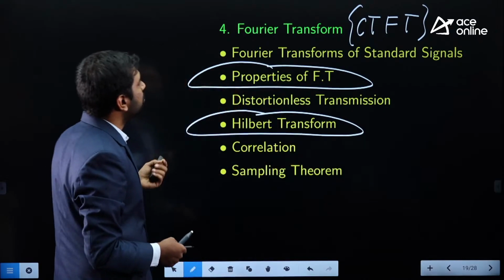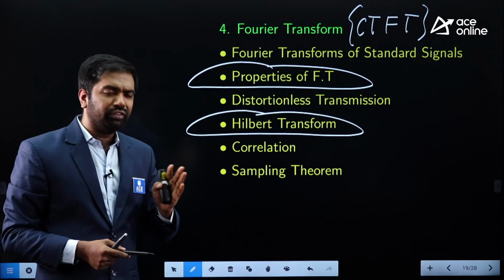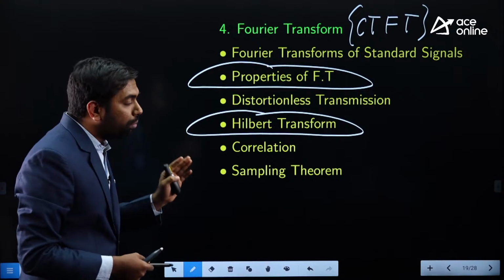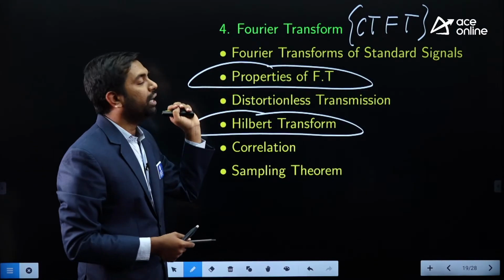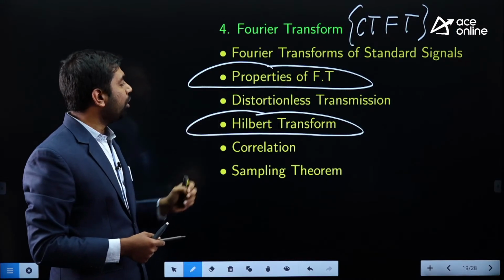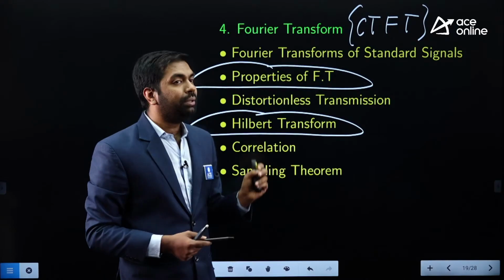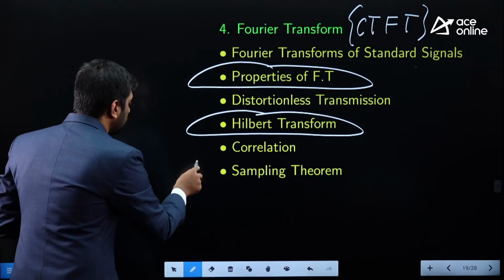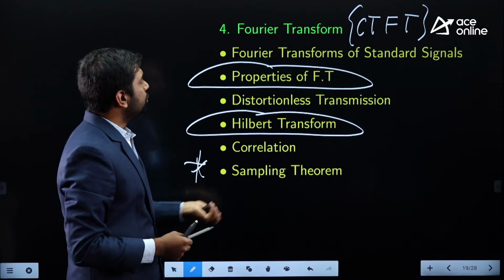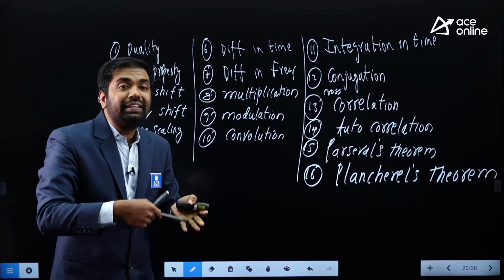So these are the things from Fourier transform. Let me quickly tell you what you are supposed to cover. What's the definition? What's the condition for existence of the Fourier transform? Properties, which is the most important part. Distortionless transmission, what's the condition for that? Hilbert transform of a signal, how do you find it? Okay, correlation and sampling theorem. This is also one of the most important things. Okay, so this is about the Fourier transforms. Let's extend this.